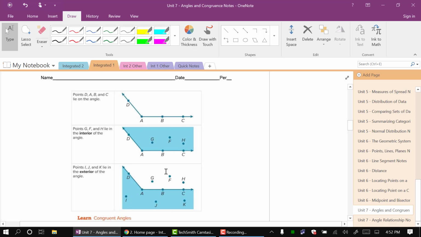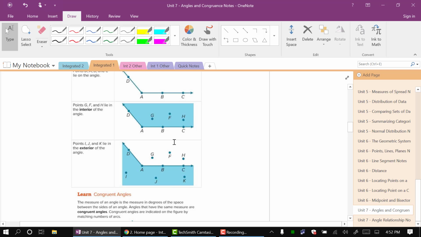Then we have interior, which means inside of the angle. So those 3 points, G, F, and H, are between the two rays. Exterior points lie outside. So here is our angle from the previous one, and these points are all outside.